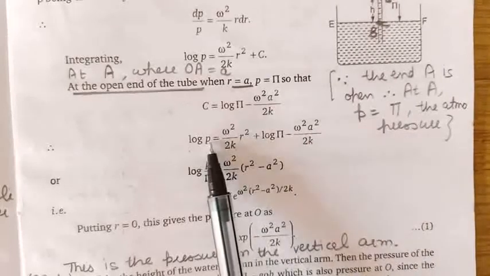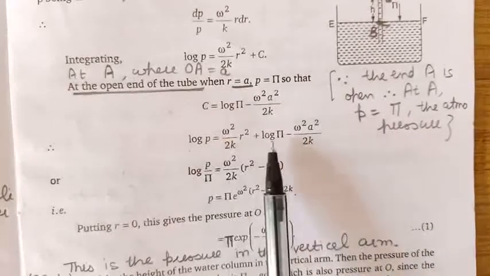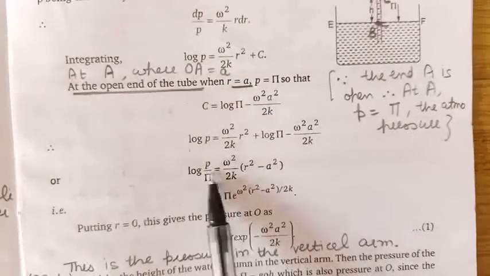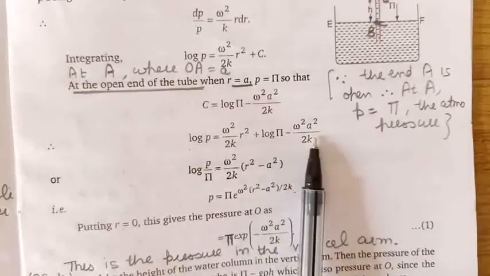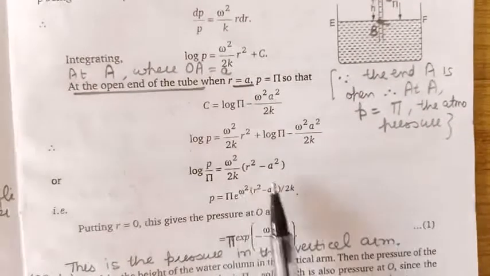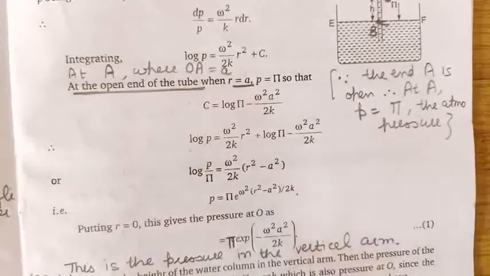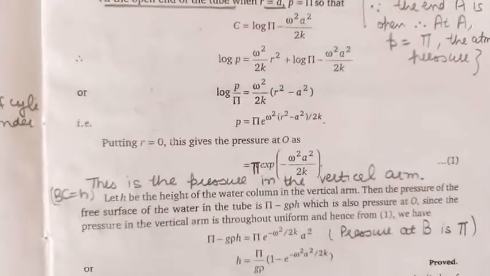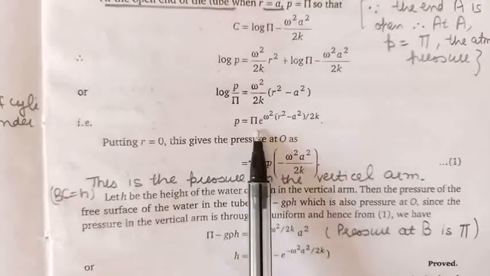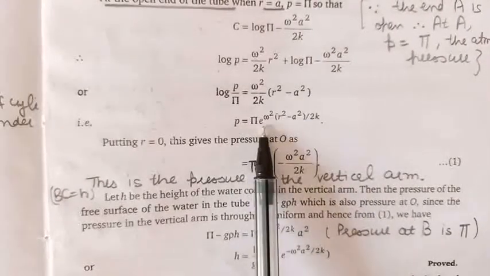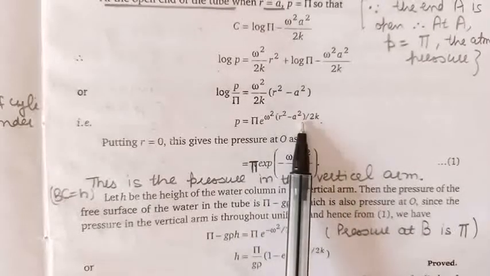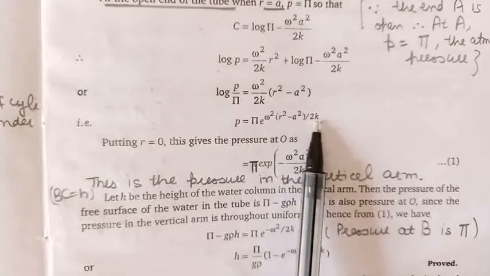Shifting this term to the left side, we get log P minus log pi. That will be log of P by pi. And combining these two terms and taking omega square upon 2K common, inside we have r square minus a square. Taking exponential on both sides, we get the value of P, which is given by pi into e raised to the power omega square into r square minus a square upon 2K.